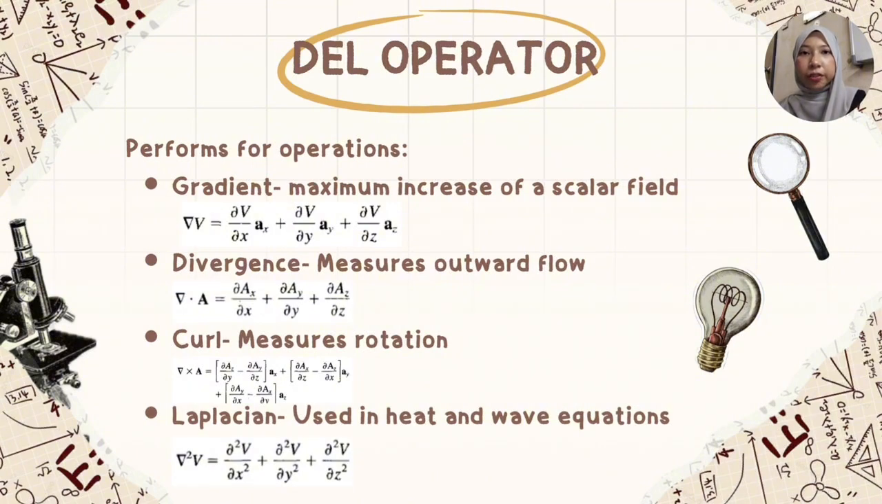The second operation is divergence, written as del dot A. It measures how much a vector field spreads out from or converges into a point. A positive divergence indicates a source, while a negative divergence indicates a sink.